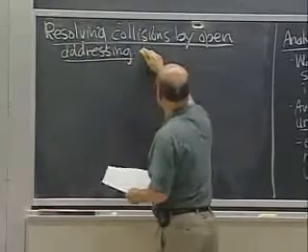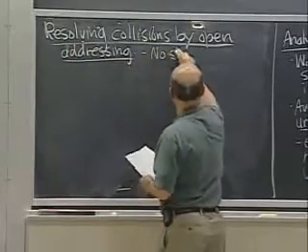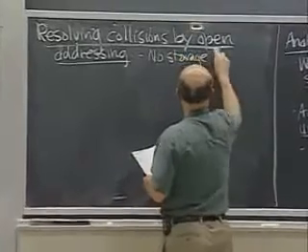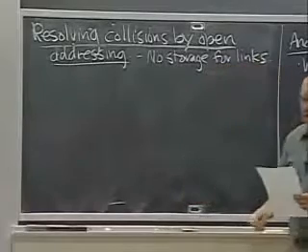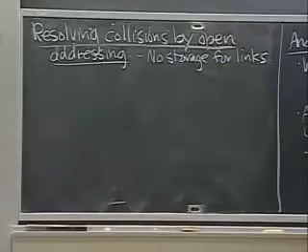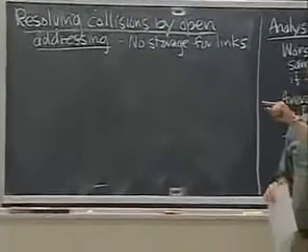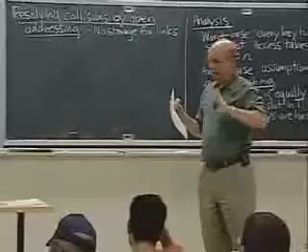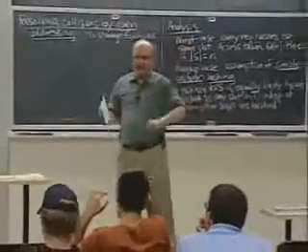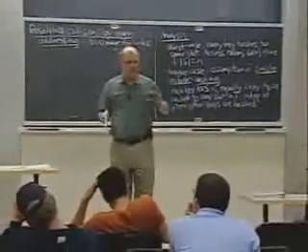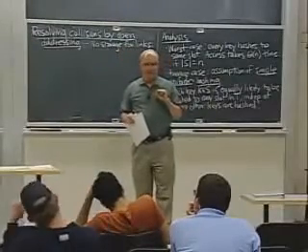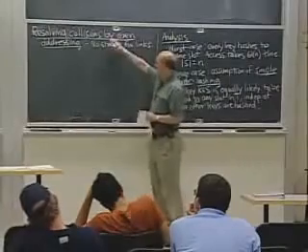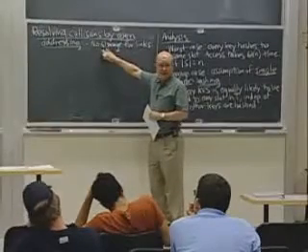The idea in this method is that we have no storage for links. When I resolve by chaining, I need an extra link field in each record in order to do that. That's not necessarily a big overhead, but for some applications, I don't want to have to touch those records at all.